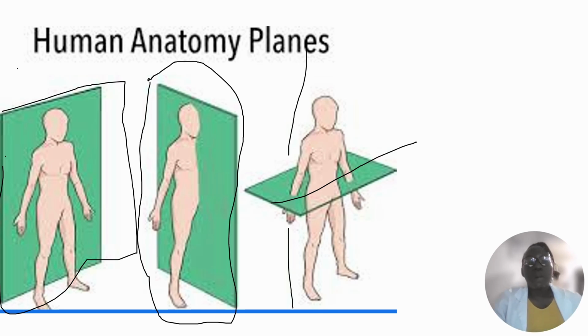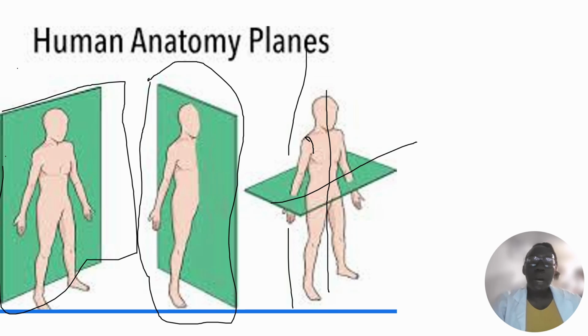Here we can see that we can divide the body with a midline. Something that is proximal would be close to the midline, and something that is distal would be far from the midline. For example, the shoulder is more proximal than the wrist, because it is closer to the middle. We're talking about medial also.